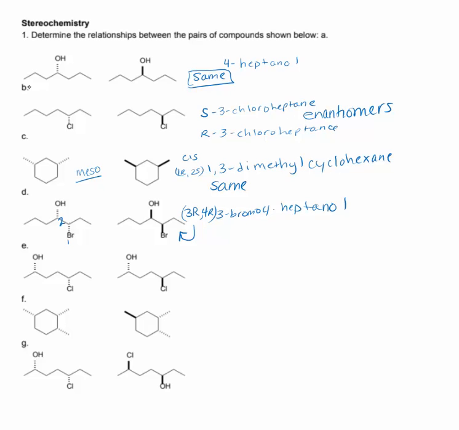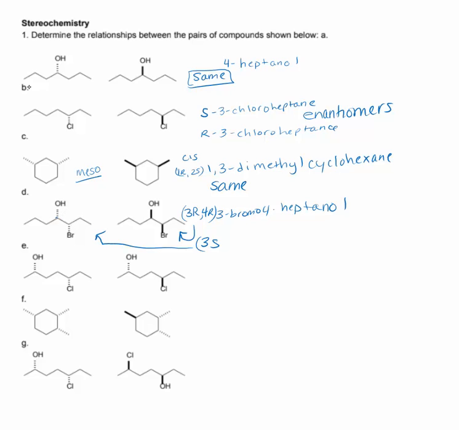For the molecule on the left, bromine is 1. The part of the molecule that contains the alcohol is 2, and the ethyl group is 3. We are turning clockwise. Hydrogen is coming out towards us, so this is an S asymmetric center. So we have a 3S for the molecule on the left.